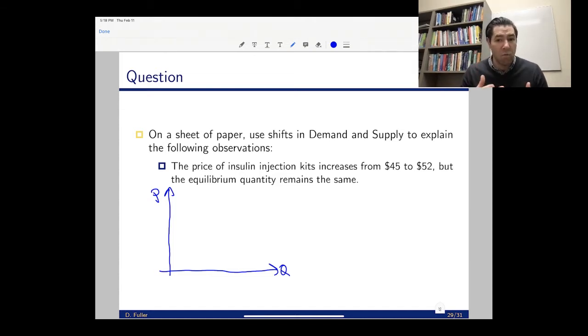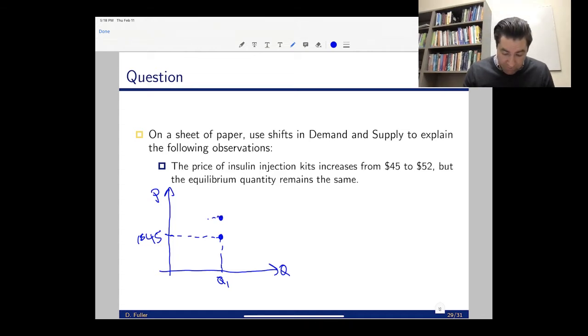So this is a homework problem. I'm going to draw this out, and I'm going to draw out what I know. What I know is the price was 45, and we had some quantity. And I know that the price went up, but the quantity stayed the same. Okay, now there's kind of two different ways I can think of this as being true.